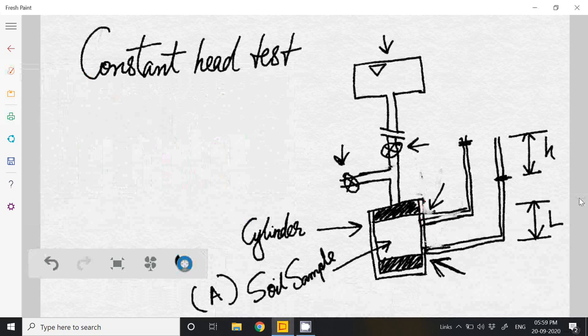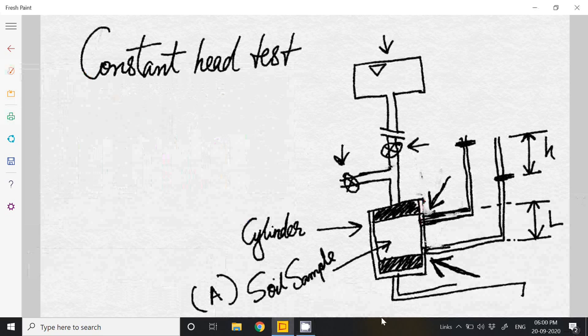So first this point in the soil sample, and next is this point in the soil sample. So 2 points, we are getting two heads, and for the next one we get this one, so difference of head we get. And the gap between the 2 points is L. Then the remaining water after passing through the soil sample is collected separately.